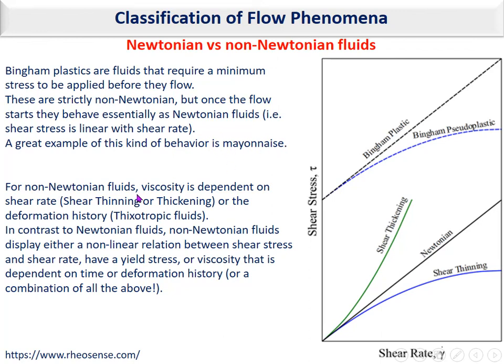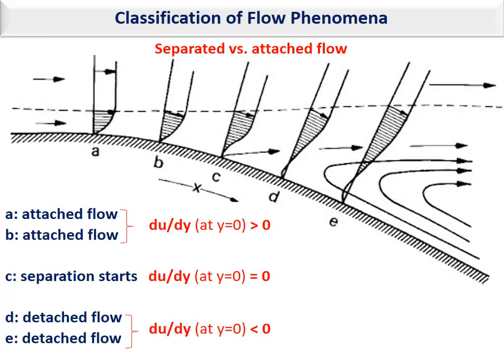For non-Newtonian fluids, viscosity is dependent on the shear rate. It may be shear thinning or shear thickening, as you can see here. This is the line for the Newtonian fluid. These are the lines for the non-Newtonian fluids. And there are a lot of examples. I refer you to this website. It's a very interesting website with a lot of interesting discussion about non-Newtonian fluids. Have a look at that website. Okay, I think these are the next classifications. I hope you are not tired.